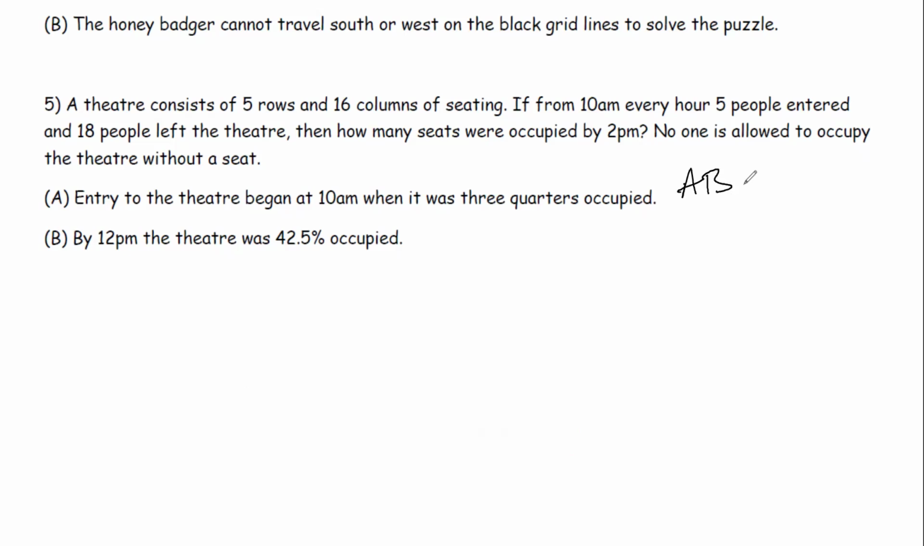A, B, C, D. Let's start with A. Entry to the theater began at 10 a.m. when it was 3 quarters occupied. And there are 80 seats, because 5 into 16 is 80. So that means at 10 a.m. there were 60 seats occupied.